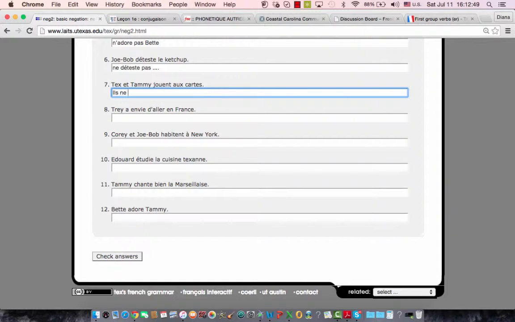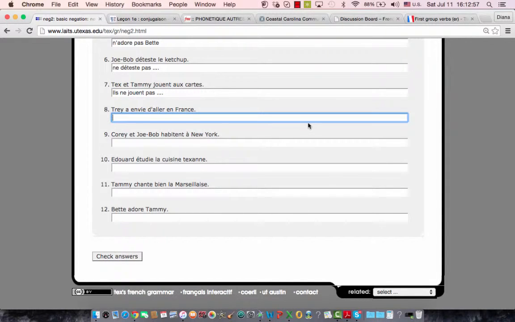Ne joue pas aux cartes. They don't play cards. Trey a envie d'aller en France. Now you recognize here the phrasal verb avoir envie de, to feel like, to be in the mood for. So Trey feels like going to France.